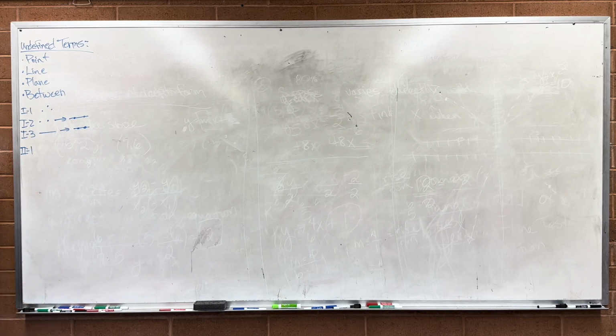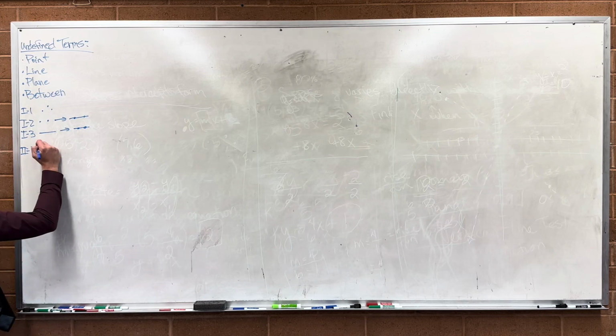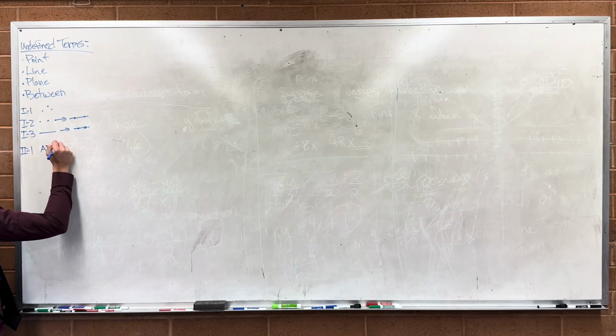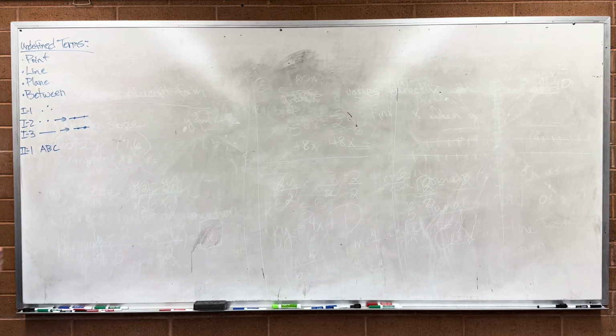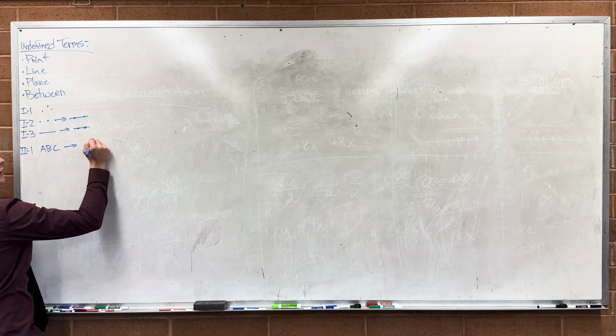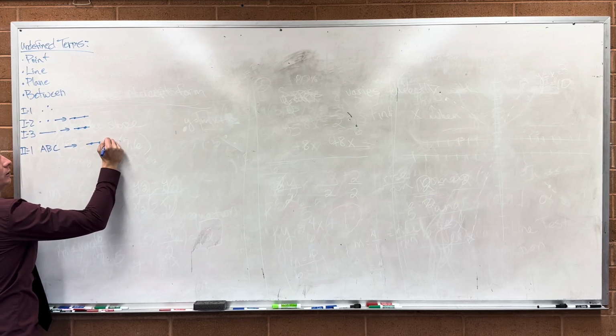So postulate 2.1, what did that say? If B is between A and C, then A, B, and C are 3 distinct points on a line. Perfect. So if you have B between A and C, then that implies that A, B, and C are 3 collinear points, right?